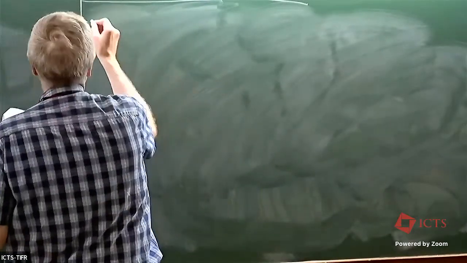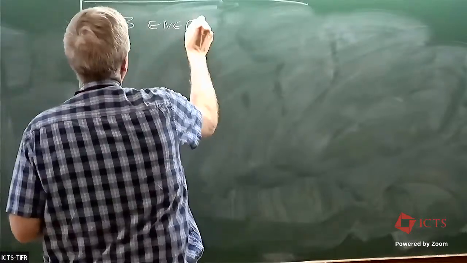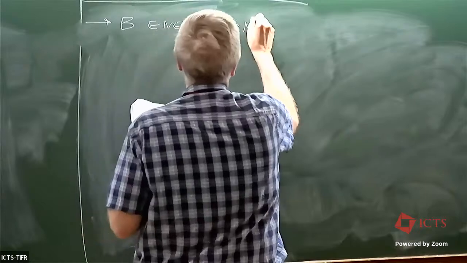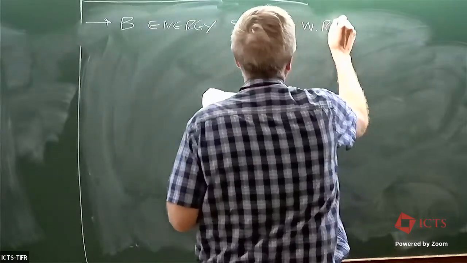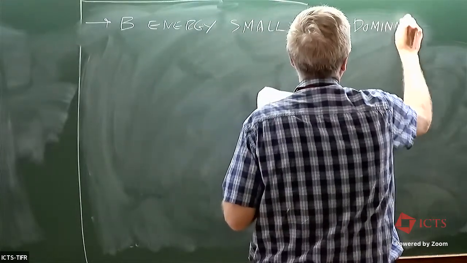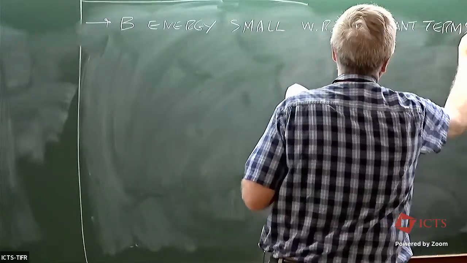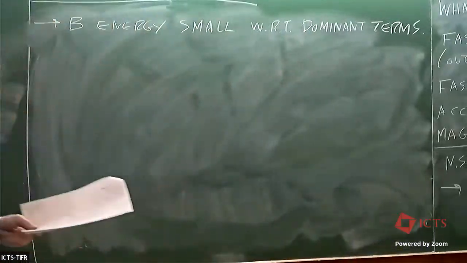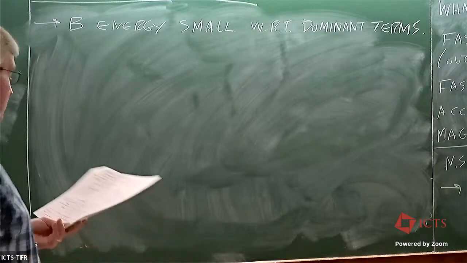And so we conclude that the B energy is small with respect to the dominant terms. And we'll use that a bit later in the week. We're trying to assess the importance of magnetic field energy for gravitational wave emission.